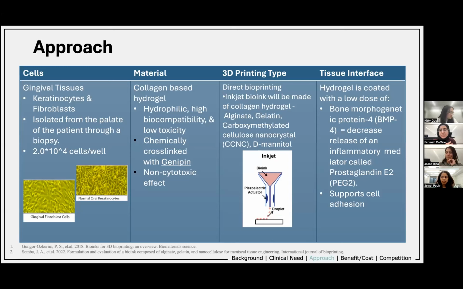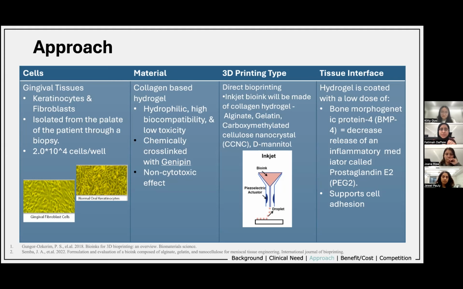So the cells that we're using are from our gingival tissues, our gum tissues, and the cells we're using are keratinocytes, which are the primary type of cells in our epidermis. And then we're also using fibroblasts, which are going to be isolated from the patient through a biopsy. And then for our material, we're using a collagen-based hydrogel because hydrogels are hydrophilic, have high biocompatibility and low toxicity. And we're also using it chemically cross-linked with genipin, which has a non-cytotoxic effect.